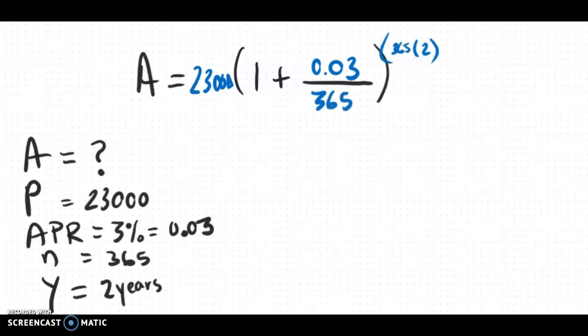So 365 is N. Now, I've got to keep this exponent together. It's 365 times 2. So either do that multiplication or make sure you surround the exponent with parentheses on your calculator. So let's pull up the calculator.